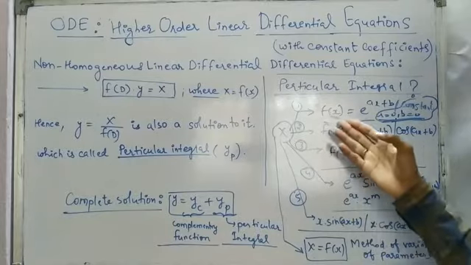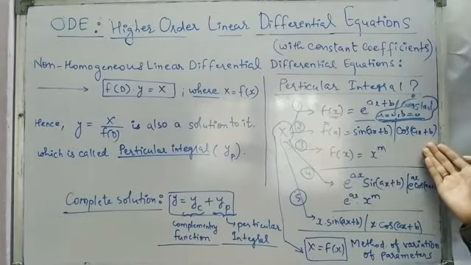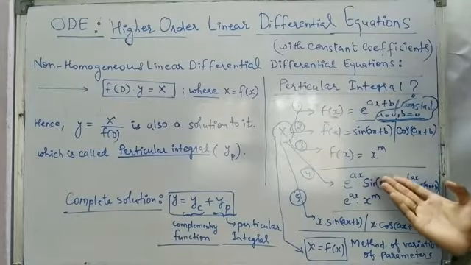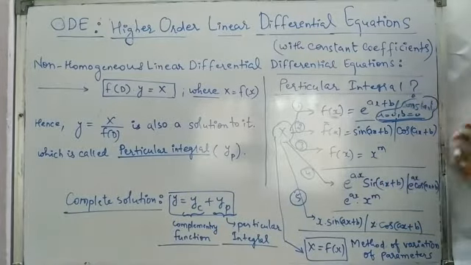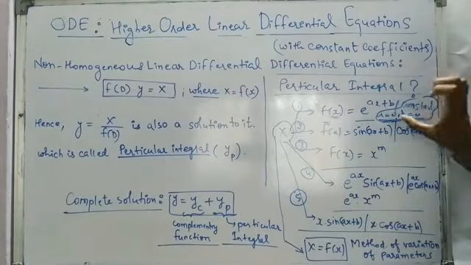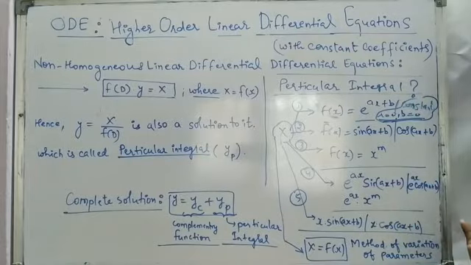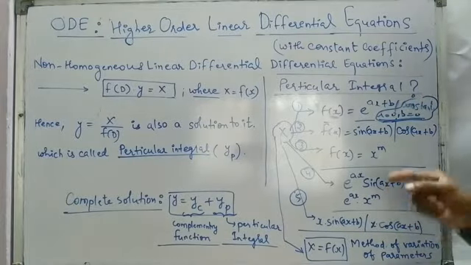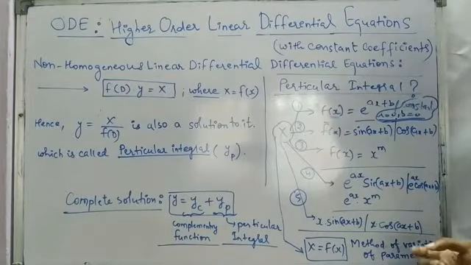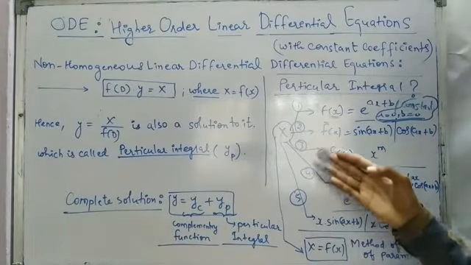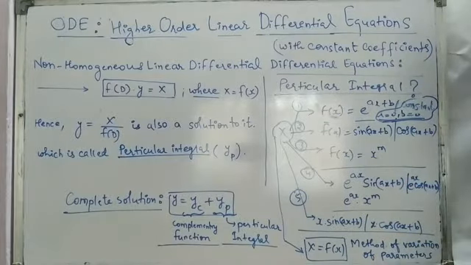So what if our function is e power ax plus b or a constant, or sin(ax plus b) or cos(ax plus b) or x to the power m. These are the fundamental three cases. If we have a combination of the first and second, like e power ax and sin(ax plus b), or e power ax and cos(ax plus b), or a combination of the first and third, like e power ax and x power m. And in the fifth case, a combination of the second and third, like x into sin(ax plus b) or x into cos(ax plus b).